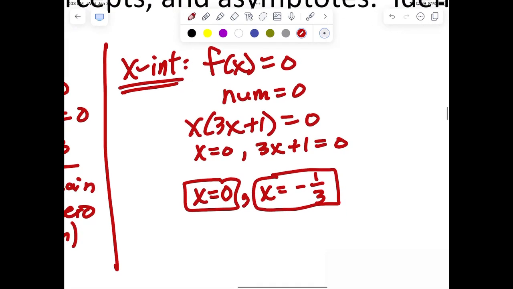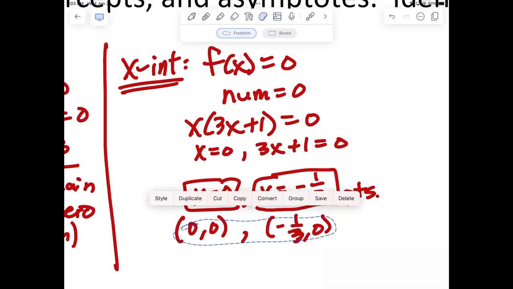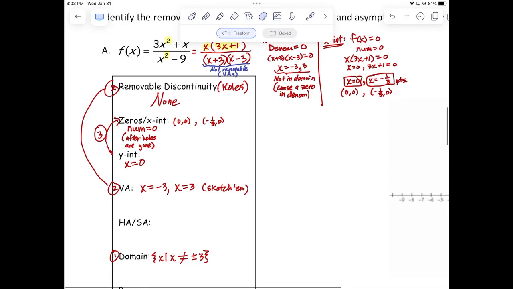Now, because they're x-intercepts, these are actually points on the graph. So I would recommend writing them like this: 0, 0, and -1/3, 0. I'm just going to copy this right here, and I'm going to paste it over here to x-intercepts. Boom, there they are. I did my work off to the side.